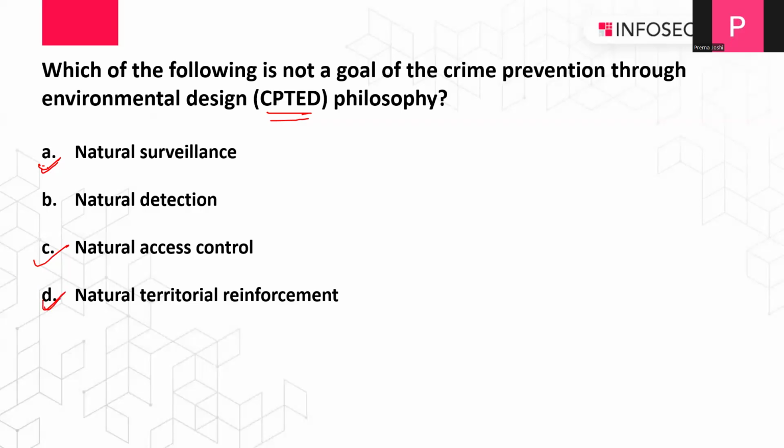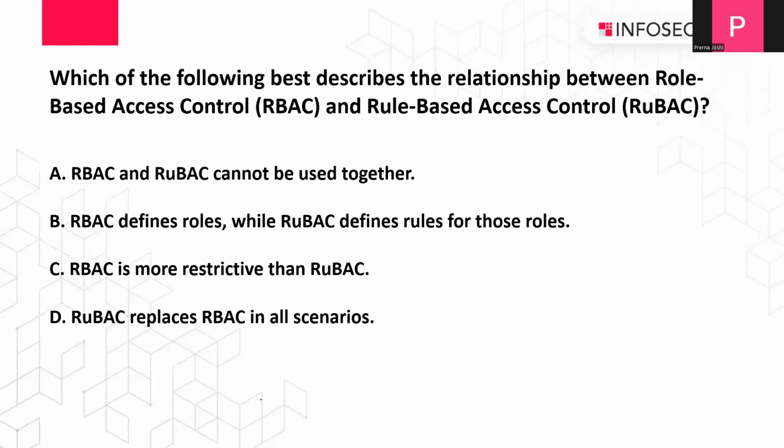We have this natural detection, which is not a goal for it. So the correct answer is B, natural detection. This is not recognized in the goals of CPTED. So the right option is B, that is natural detection. Okay. Now let's move to the next question.